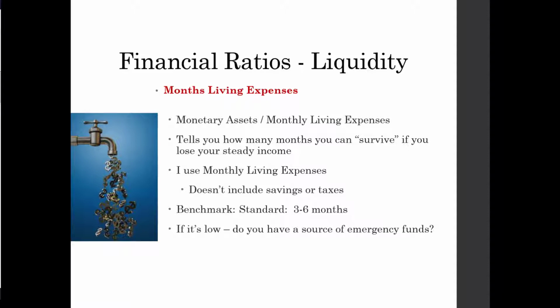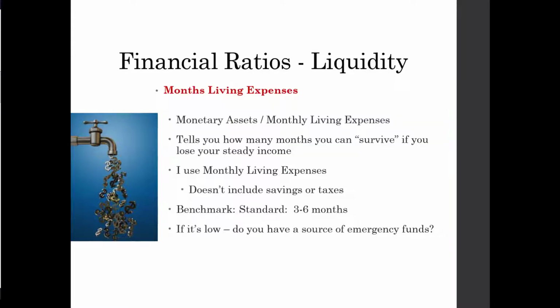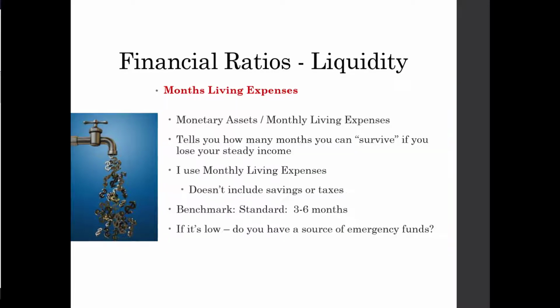We'd like to have enough monetary assets, basically your savings account and checking account, to meet 3 to 6 months' worth of living expenses. Somebody that's in a very safe position, they have a steady job, steady income, they don't have a lot of debt, they don't have many dependents, 3 months is probably a pretty good benchmark for them. But someone who has unsteady income, they work in construction, agriculture, or maybe they run their own business, they don't know what their paycheck's going to be from month to month, or people who have lots of dependents or lots of debt, you probably want to see this ratio up closer to 6 months. Some people will actually say closer to 9 months of living expenses.